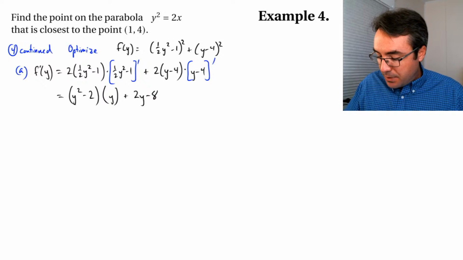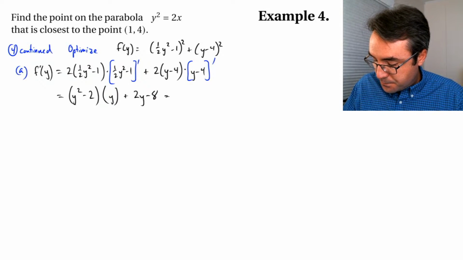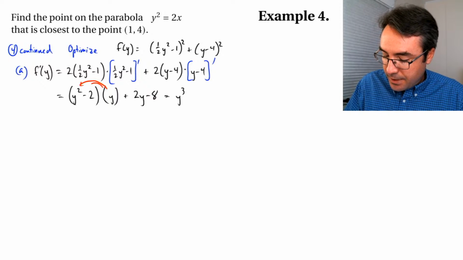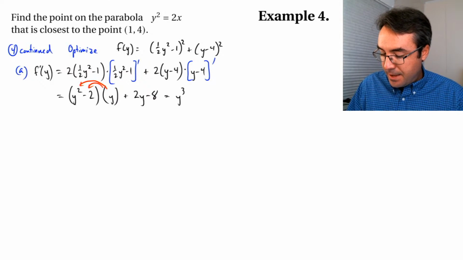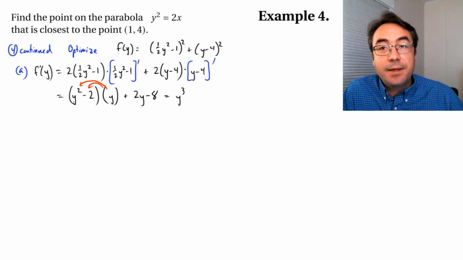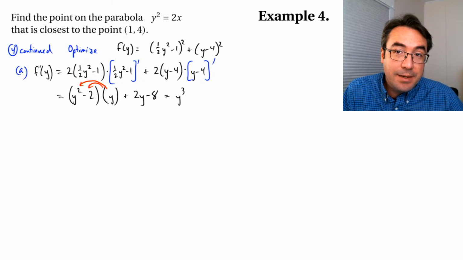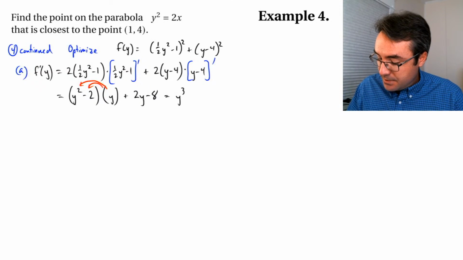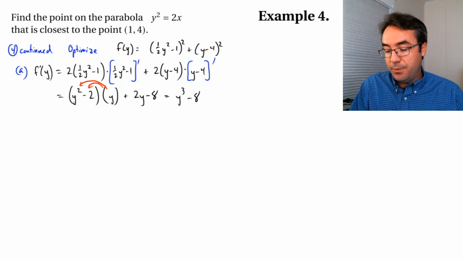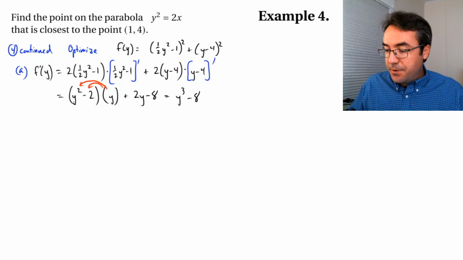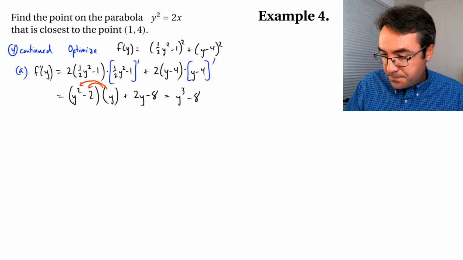And we just clean this up a little bit more. We distribute the y here to the y squared into the 2. And if we do that, we would see we'd get y cubed minus 2y. Then we have plus 2y. So those are going to cancel. And then we have minus 8. So we end up with y cubed minus 8 as our derivative. Then we want to figure out where the derivative is 0.